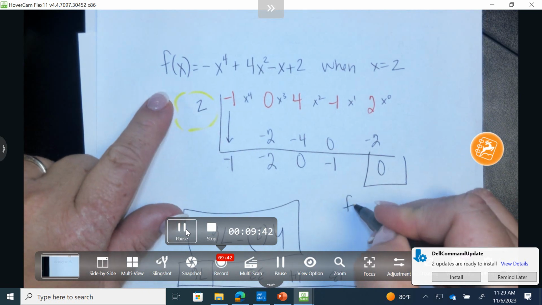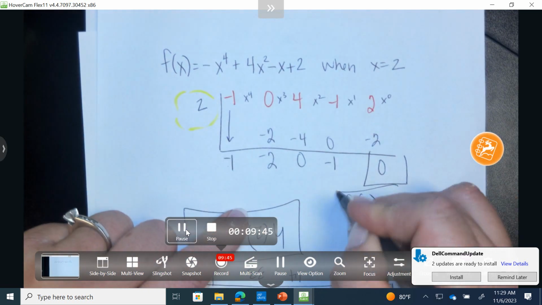So, how do I write this? For function f, when I input 2, I get an answer, or an output.